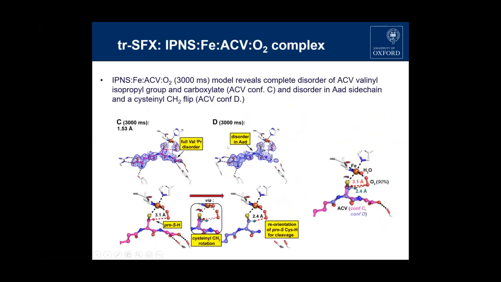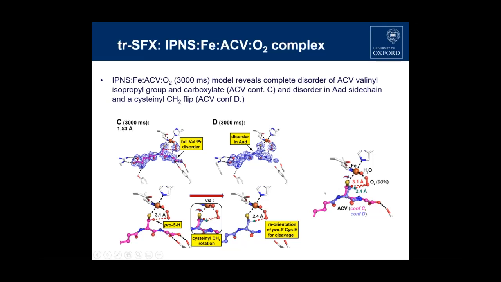If we go to later time points, all these crystals were still collected just by changing the belt speed from the same reservoir. We see that the maps are getting more and more blurry. We have disorder in the aminobutyric acid side chain. We have disorder for the valine isopropyl. I tried to model in just this ACV conformation C, but this model was not reflecting the scattering properly. So I decided to also model in a second conformation where I have the cysteine side chain slightly flipped.